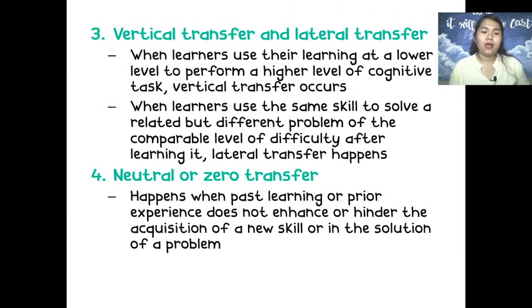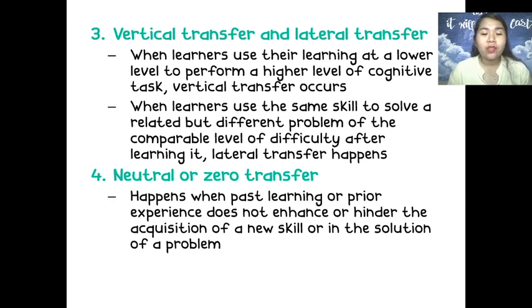Okay. Third, vertical. Ano yung vertical? And lateral. Sige daw. Pag sinabing vertical, ito ay pag ganito or pag ganito. This is vertical, then lateral. Nakuha? When learners use their learning at a lower level to perform a higher level of cognitive task, sabi nga dito, lower level to perform a higher level of cognitive task, that is what you call vertical transfer.